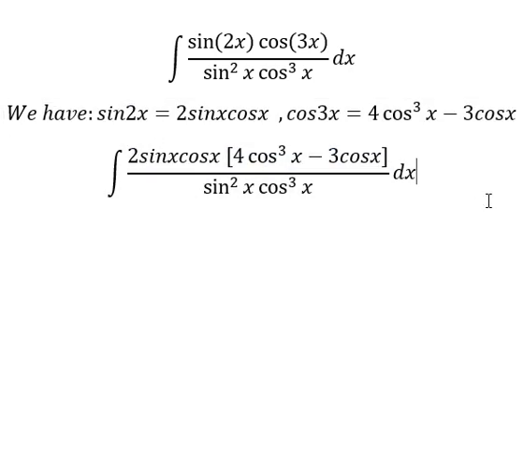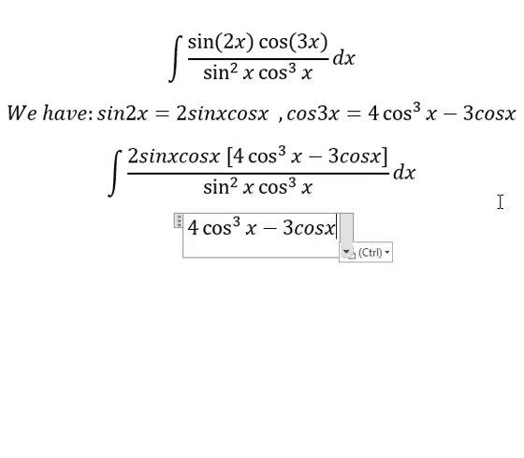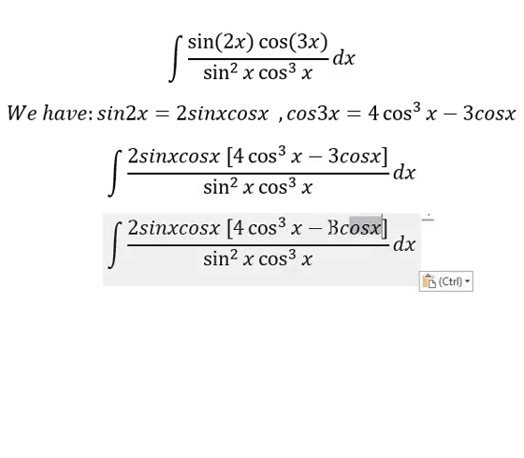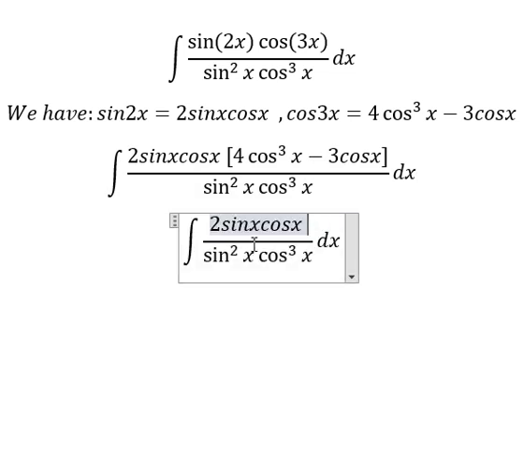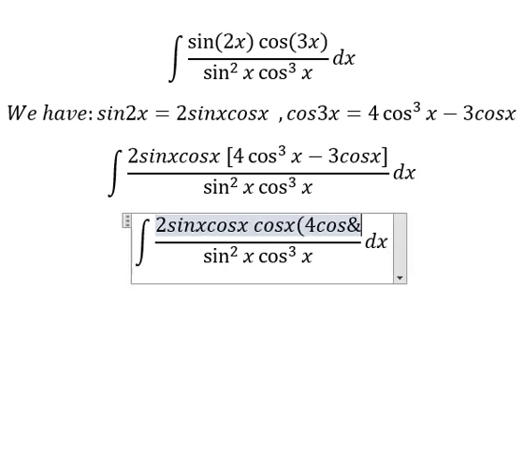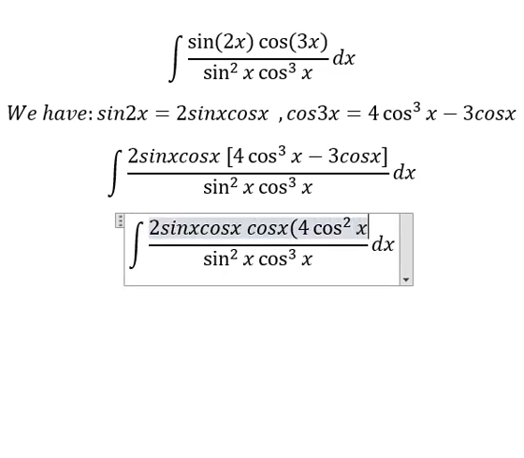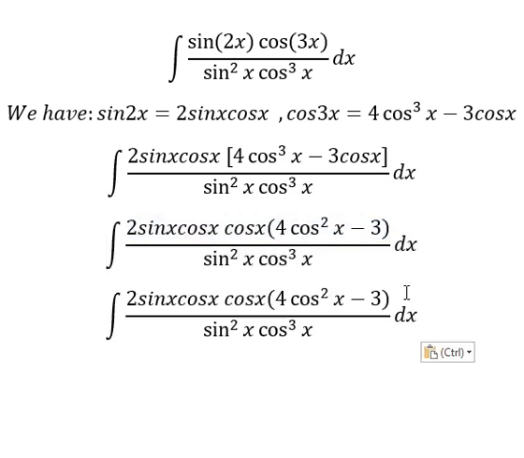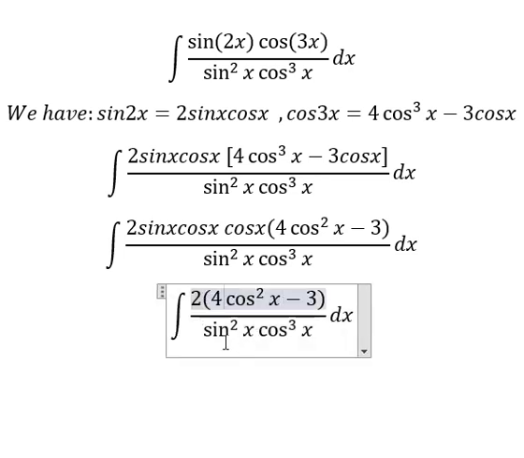Now I will put cos x outside after we do factorization. Next, we need to simplify cos x squared and sin x on the numerator and denominator. So we have like this.